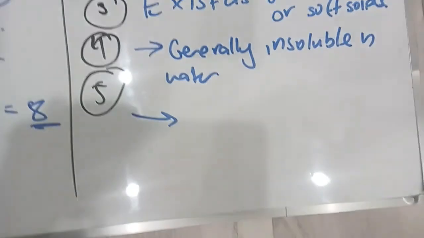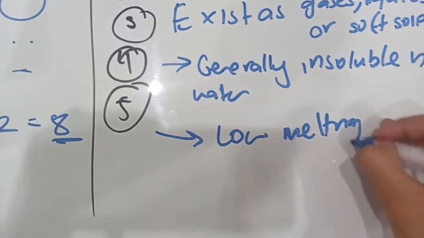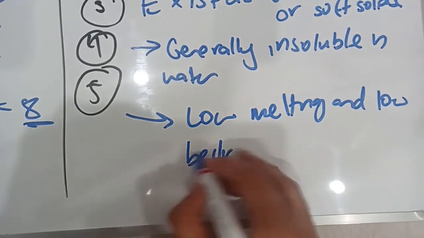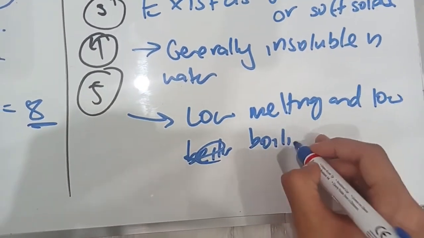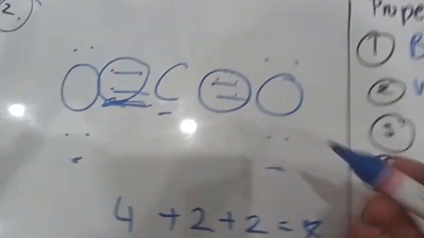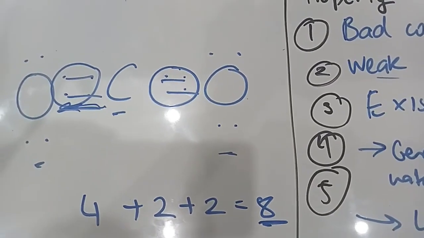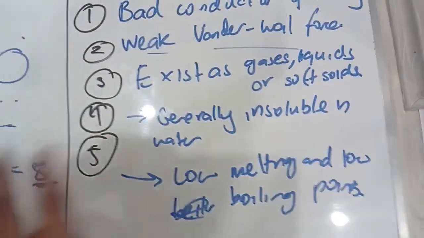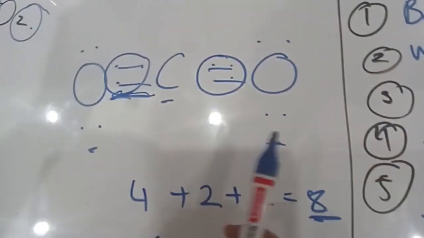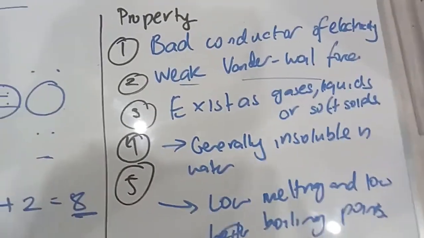And finally, they have low melting and low boiling points. See, the opposite of ionic bonds. And why is this? It's because the nature of covalent bonds are not as strong as ionic bonds. And remember, there is no electrostatic force of attraction in this because there's no positive and negative charge. There's only sharing of electrons. So no electrostatic force of attraction over here.